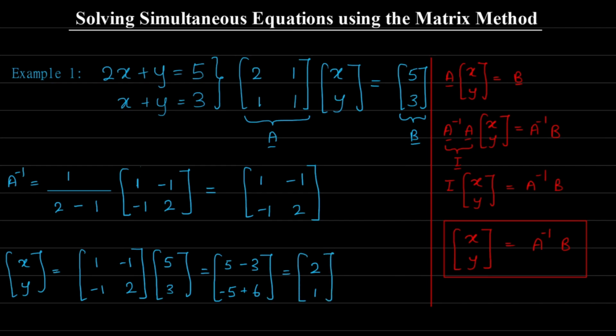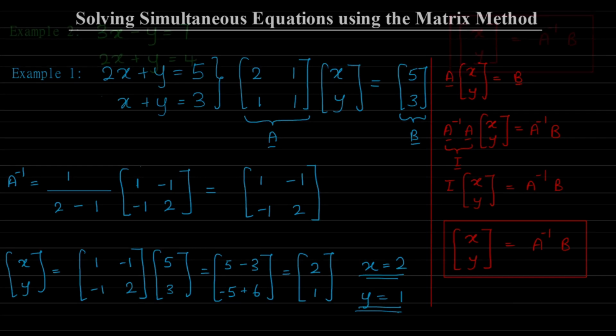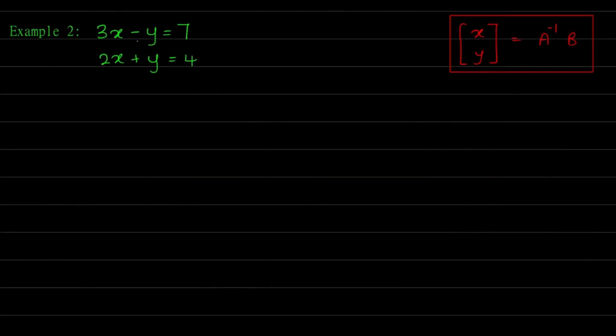And therefore, by comparing these terms, x, the top term, being equal to 2, therefore, x is equal to 2. And comparing the bottom terms, we have y is equal to 1. Let us go into another example to understand this technique more thoroughly. Let's consider the second example with this system of equations.